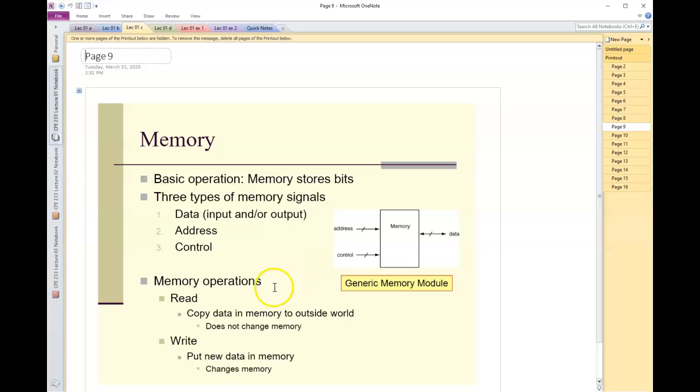When you read, you're copying something from in the memory to somewhere outside the memory, but you're not changing the memory. When you're writing, you're necessarily changing something inside the memory. So reading a memory doesn't change the thing you're reading. When you write to an address, it's going to change the data at that given address.